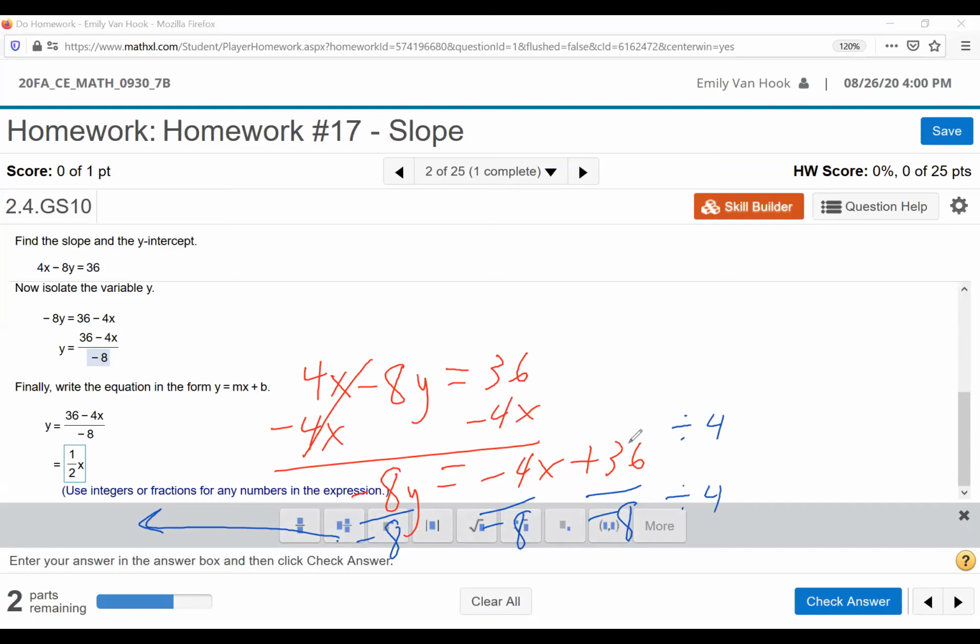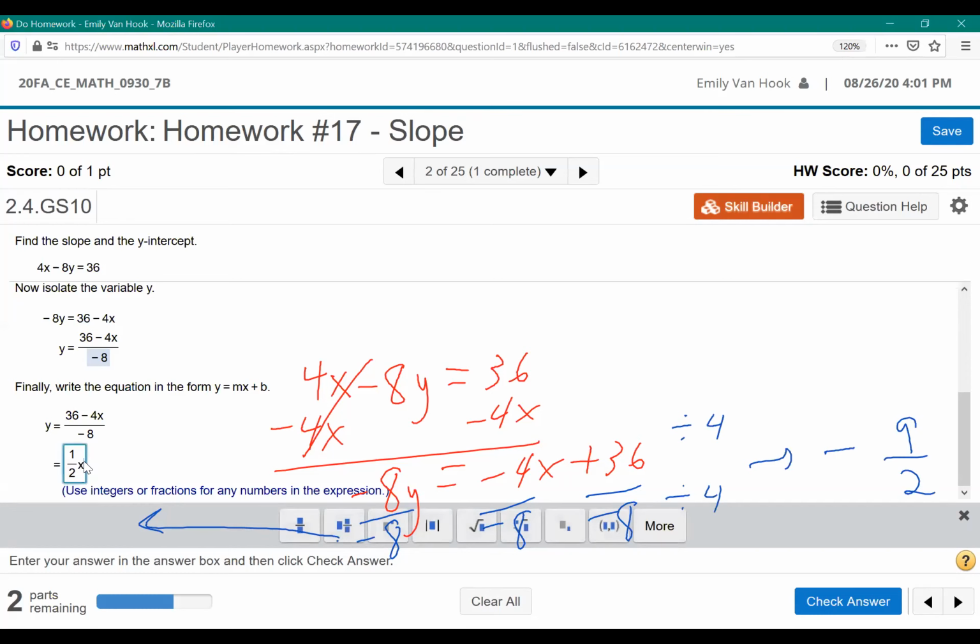And instead of keeping it over a negative, I'm just going to change this to a minus. So it's going to just become -9 over 2. So 36 over -8, it's going to stay negative. Reducing by 4, we get 9 over 2. So y equals +1/2 x minus 9/2, or 9 over 2.